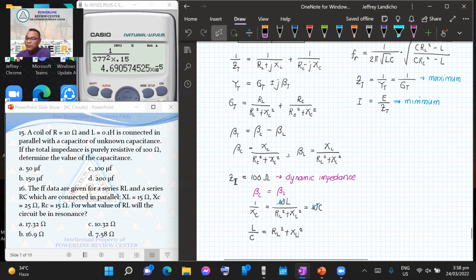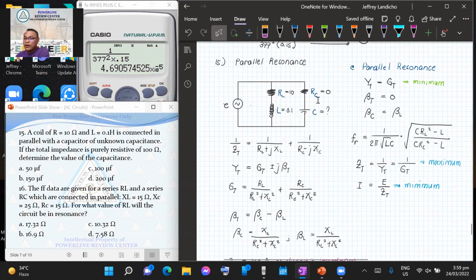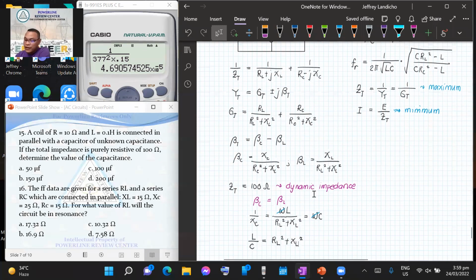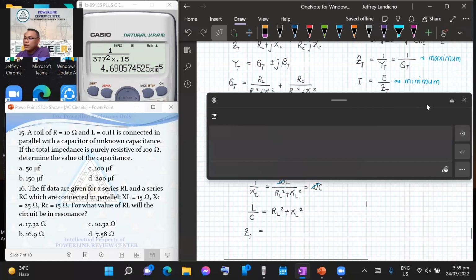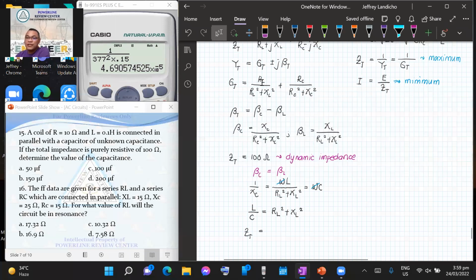Saan natin kukunin si RL squared plus X sub L squared? Since binanggit ng problem, the impedance is purely resistive. Ano nga impedance? Impedance is the reciprocal of what? Conductance. At this case, wala tayong RC. So if RC is 0, this should be what? 0. Kaya kapag kinuha mo yung ating impedance, total impedance, reciprocal lang ng ating conductance. Conductance ng ating RL circuit. So, i-reciprocal natin yan. Anong lalabas? This is RL squared plus X sub L squared, i-divide natin kanina RL.